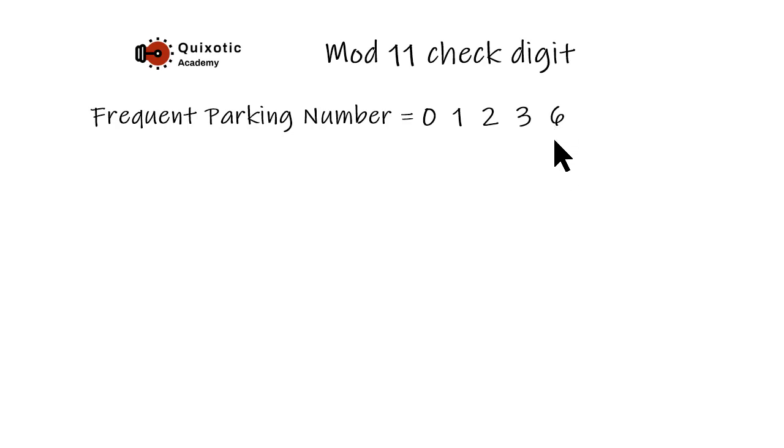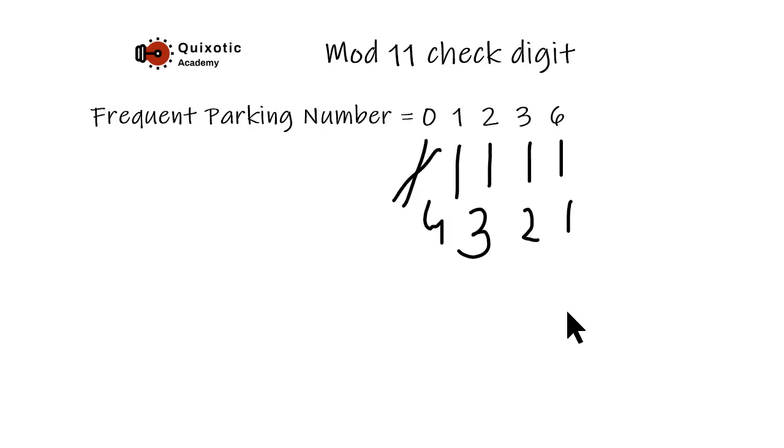For that we will calculate the weighted sum of the frequent parking number. How are we going to do that? We are going to apply some weight to every number, then add them together. So we will start from the 6. The first number will be given a weight of 1, the second number a weight of 2, the third number a weight of 3, the fourth number a weight of 4, and the fifth number a weight of 5. You see, weights are going to 5 and the original number is also of length 5.